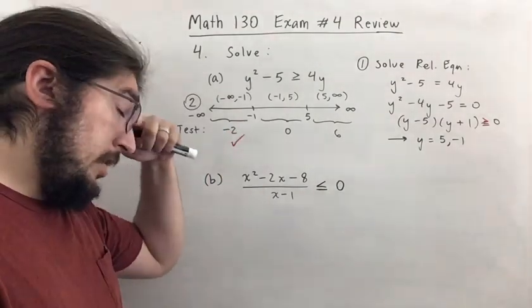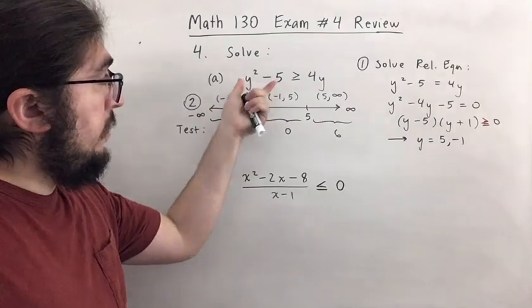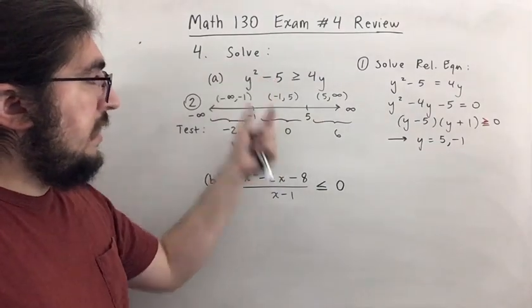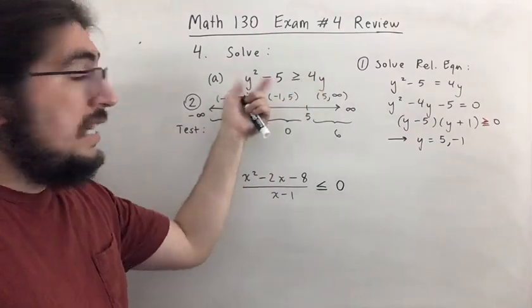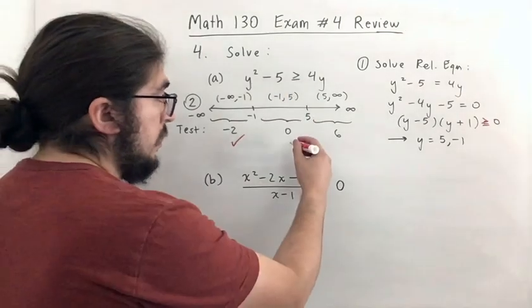0, and again, you can check here. It's not that bad. When you plug in 0 here, you can clearly see 0 minus 5 is negative 5. And that's 4 times 0 is 0. Negative 5 is not bigger than 0, so that doesn't work.